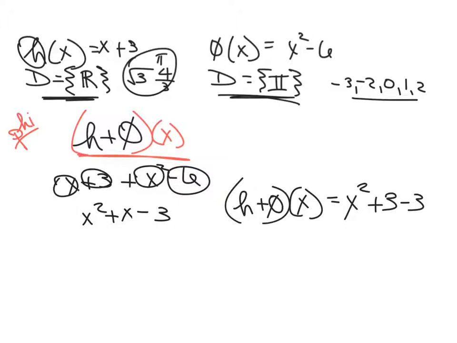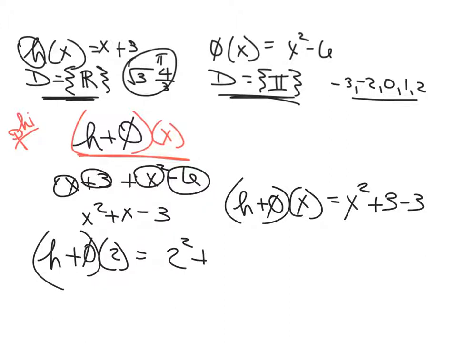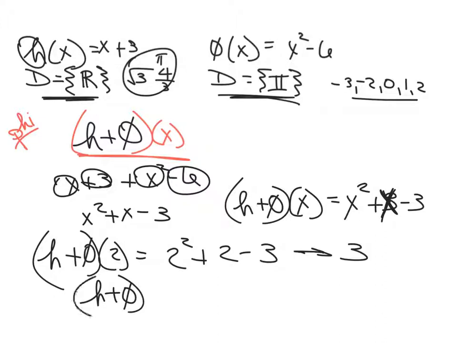Then what it's asking me to do in this question is, what is the answer to h plus phi if I put 2 in for x? So that would be 2 squared plus 2 minus 3. So that's going to give me 4 plus 2 is 6, minus 3 is 3. Okay, so h plus phi of 2 equals 3.